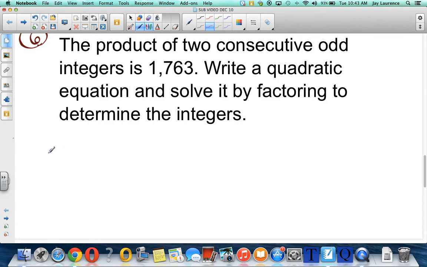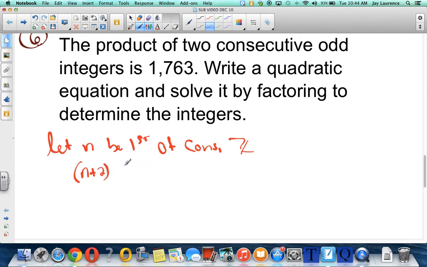All right, first I'm going to define my variables. I don't know what the two consecutive odd integers are, so I'm going to make them up. I'm going to let n be the first of the consecutive integers. And then the second one will be n plus 2 because they're odd integers, right? So it'll be the second of the consecutive, and it should be odd, technically, odd integers. Wow, we're really having some problems here.